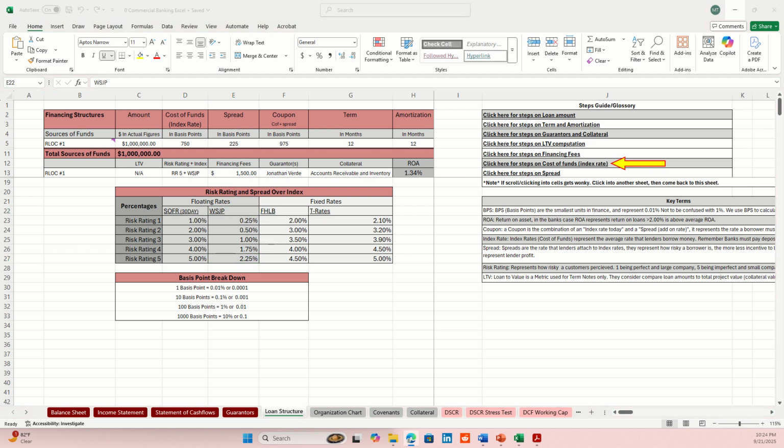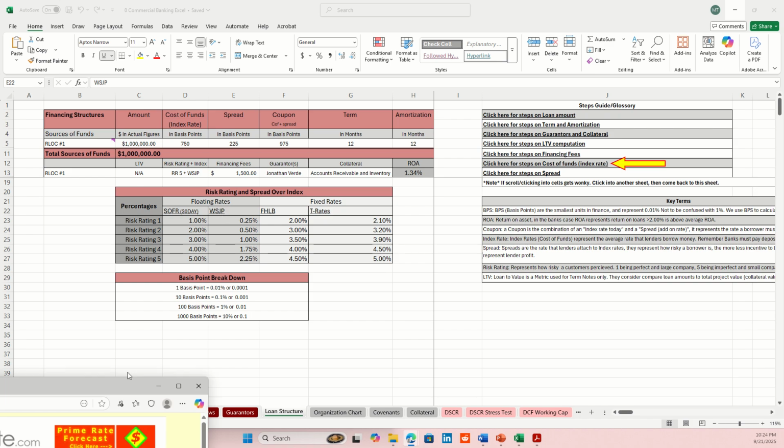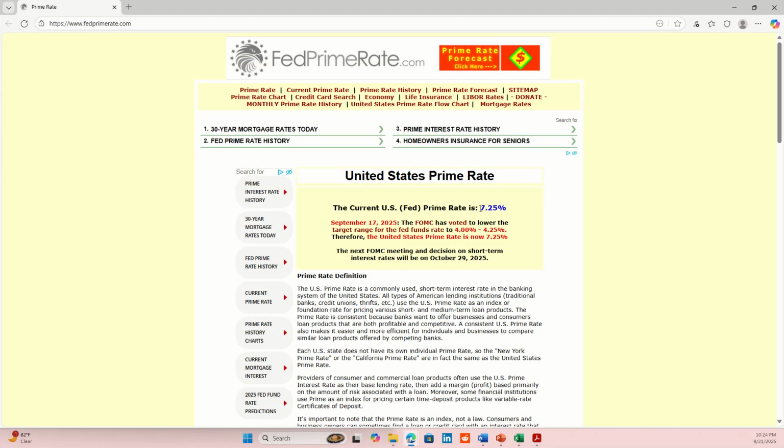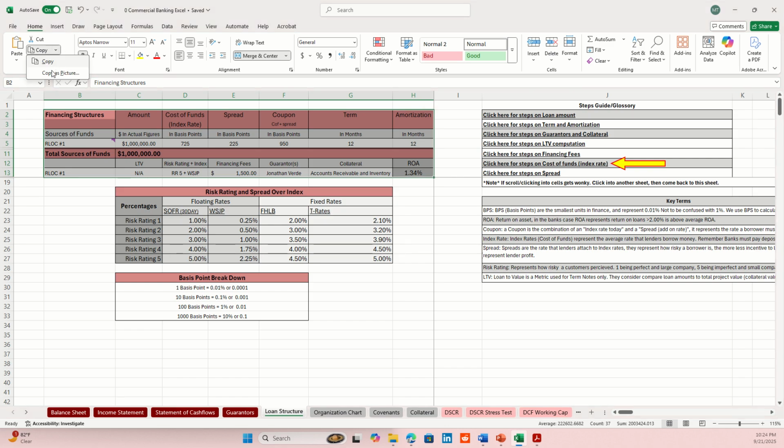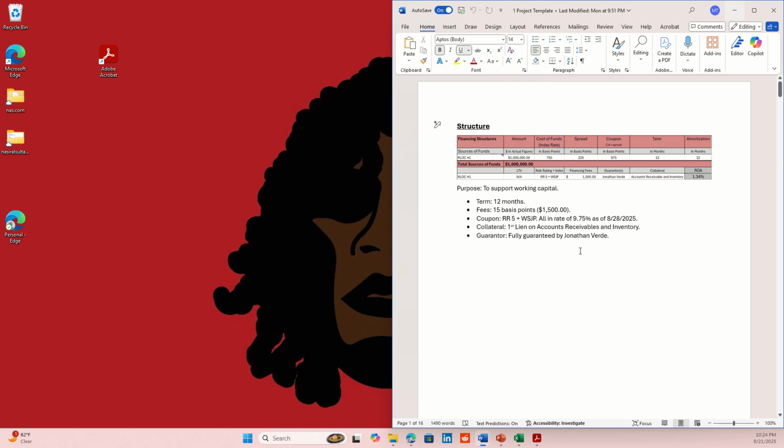Now, if we want to find Wall Street Journal Prime, we're going to click right here. It's going to open it up and lead us to this. So Wall Street Journal Prime today is 7.25. The Federal Reserve just reduced rates. So remember, the Federal Reserve just reduced rates, so you guys are going to have to re-pull rates one more time. So anyways, it's 7.25. So right here, I'm going to change that to 7.25. We're going to take this, copy it, copy as picture. Okay, then we're going to come to our loan structure.